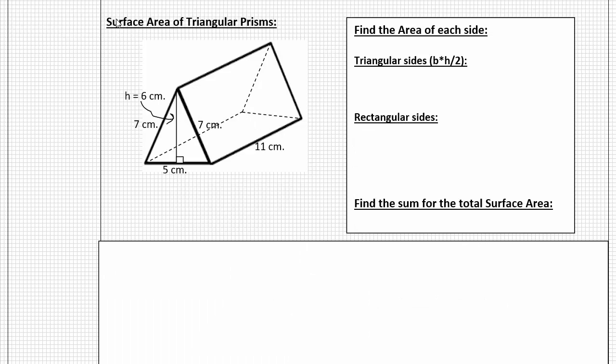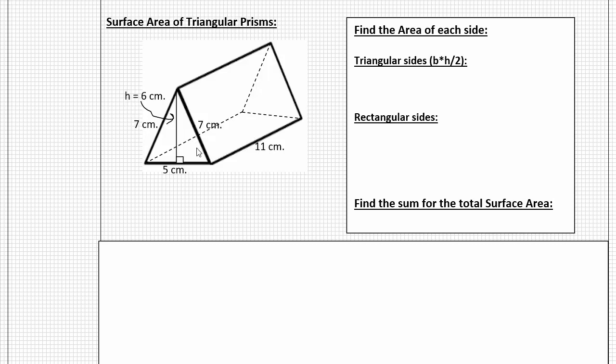So to find the surface area of triangular prisms, we follow much of the same process. We start by finding the area of each side, but you can see here I've noted that we have to pay attention to the fact that there are sides with different shapes. So I like to categorize those. And in a triangular prism, we have the triangular sides, front and back bases, and the rectangular sides. Again, you can think back to the nets that you used to make for the prisms in your 6th grade math class.